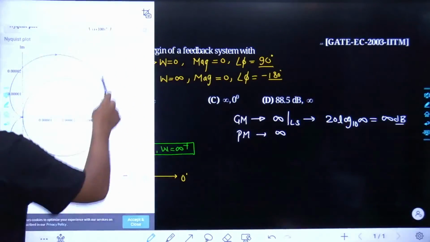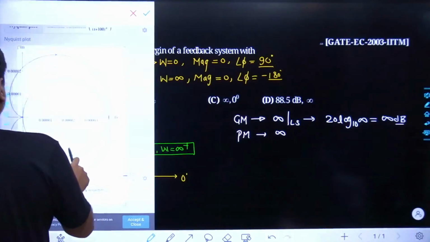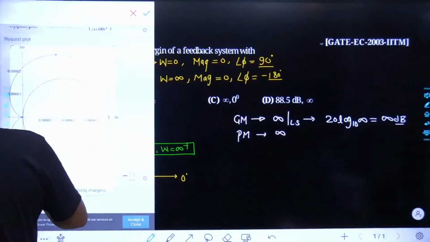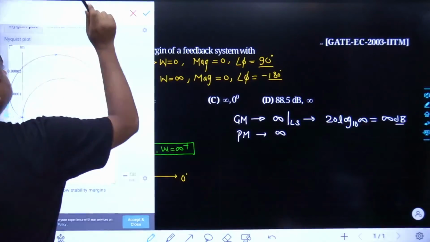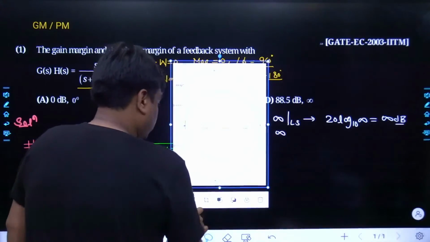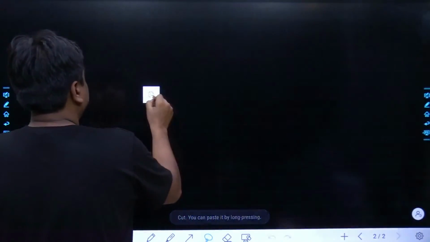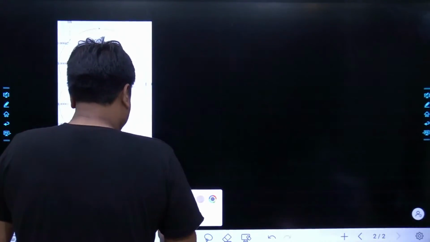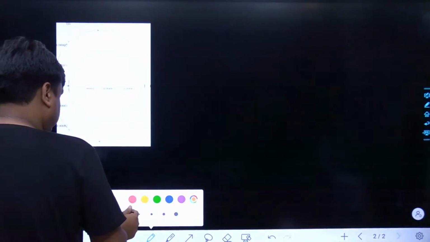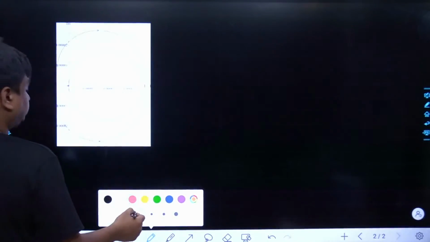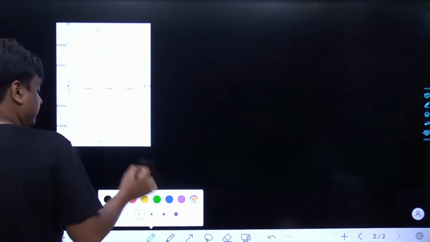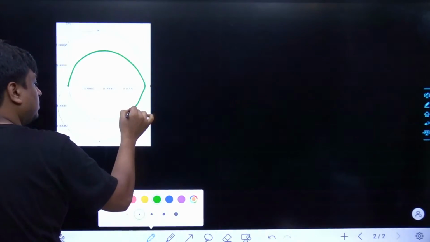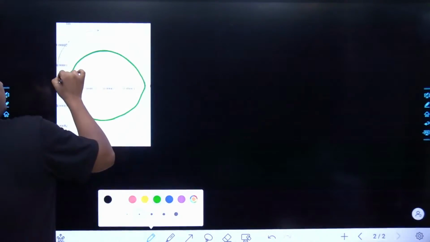Let me take a screenshot of it, and then we will analyze this on the digital board. Yes, this is the screenshot. Let me bring this to the next page. So this is the complete polar plot, which is the extension of the Nyquist plot.